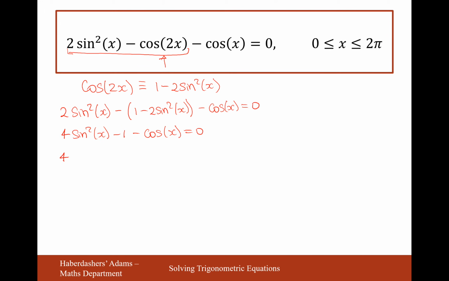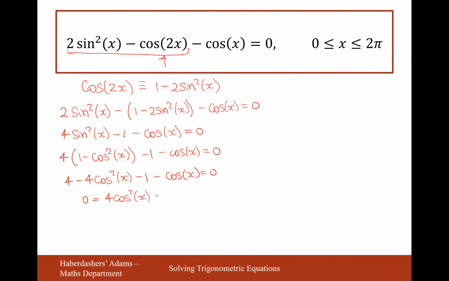I'm now going to replace the sine squared with 1 minus cos squared, and it'd be minus 1 minus cos x equals 0. So expanding the brackets now, I'm going to get 4 minus 4 cos squared x minus 1 minus cos x equals 0. And the next thing I'll do is move everything onto the other side. So I'll add the 4 cos squared onto the right, I'm going to add the cos x onto the right, and then the 4 and the minus 1 will make 3, but then I need to take it away on the other side, so it'll be minus 3.